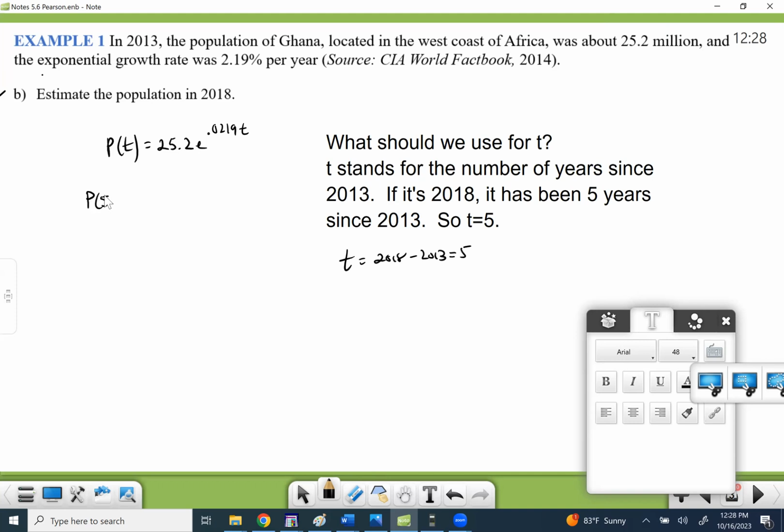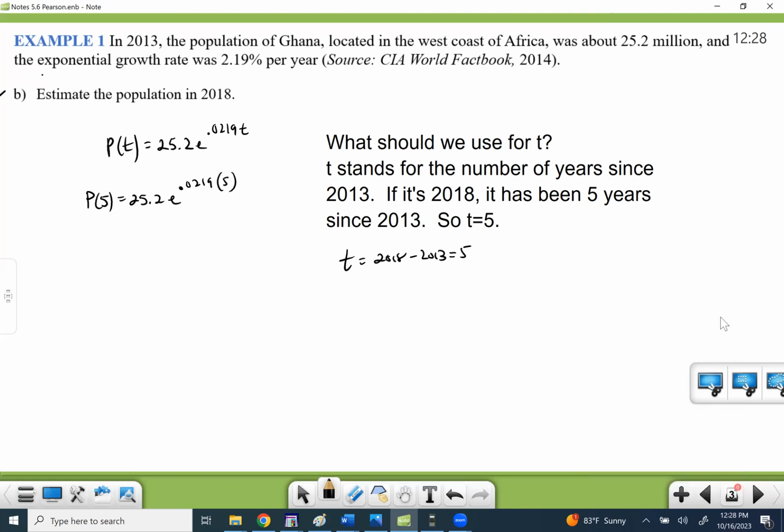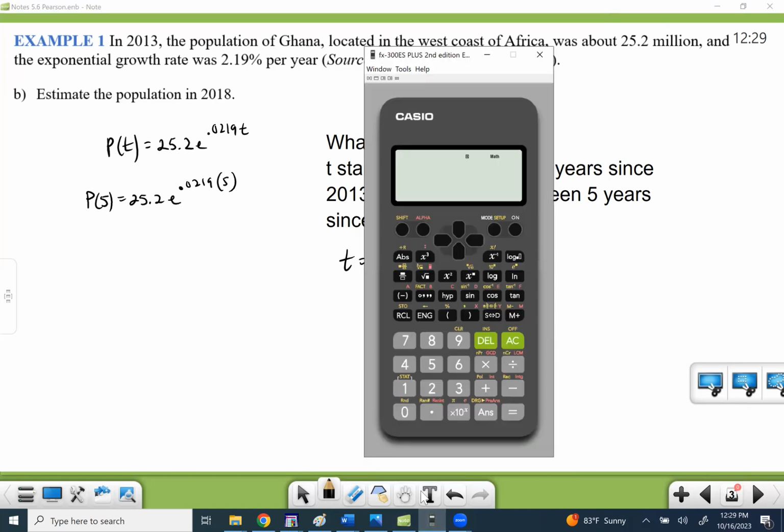So P of 5 equals 25.2 e to the 0.0219 times 5. We're going to be using our calculator a lot this section, so if you don't have your calculator with you, now's a great time to pull it out. All right, so let's see what that is.